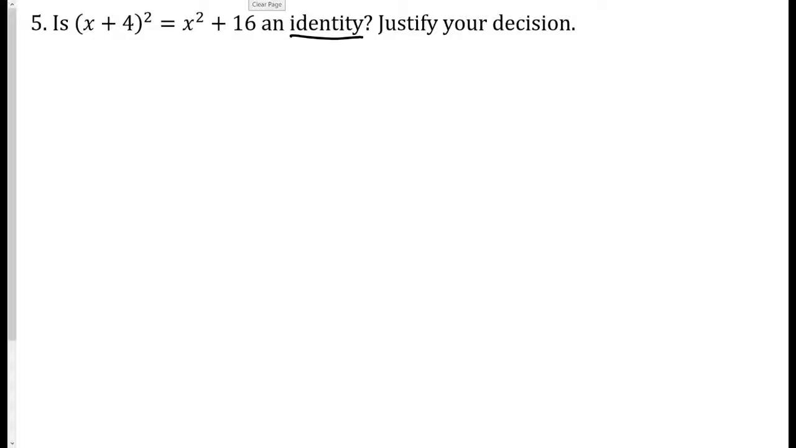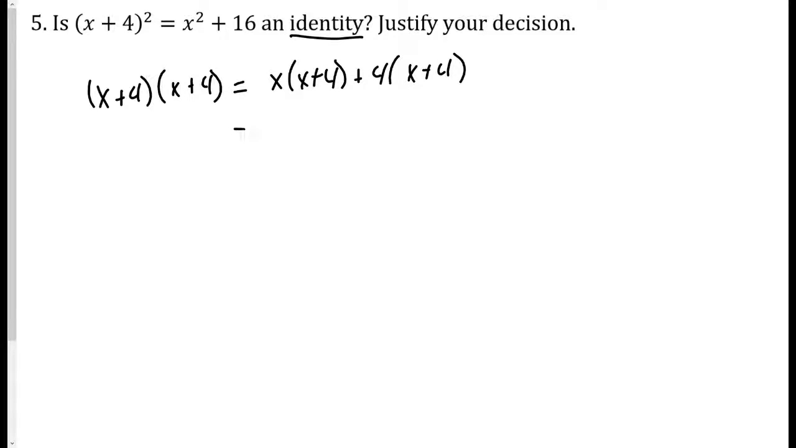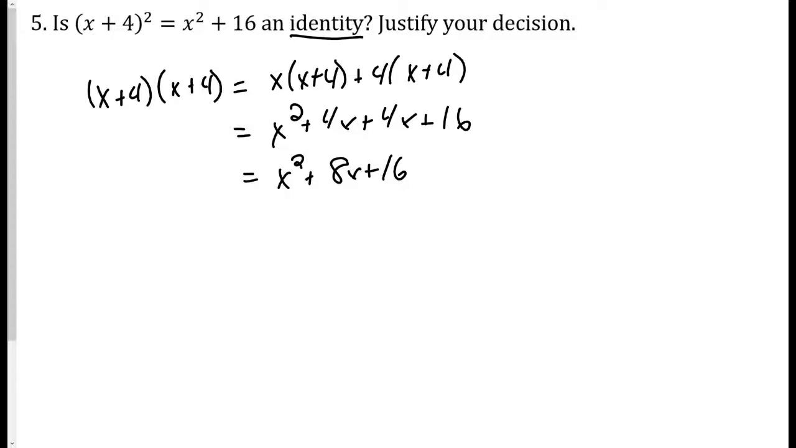Let's justify why. One way we can look at this is we can say, what is x plus 4 squared? That's x plus 4 times x plus 4, which is x times x plus 4 plus 4 times x plus 4. So that gives me x squared plus 4x plus 4x plus 16, which is x squared plus 8x plus 16. Clearly, that does not equal x squared plus 16. So this is not an identity. Isn't it an identity? No. Why? Because x squared plus 8x plus 16 is not x squared plus 16.